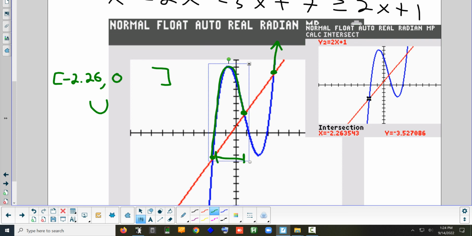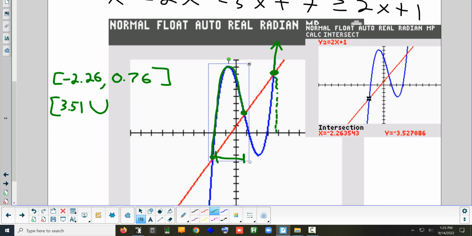Okay, so 0.76. So if you pick an x value between negative 2.26 and 0.76, the blue is above the red. Or you could pick an x value from here and beyond. What's that last x value? 3.507. Looks like it comes down like that. So you said 3.507? Yeah. So 3.51.